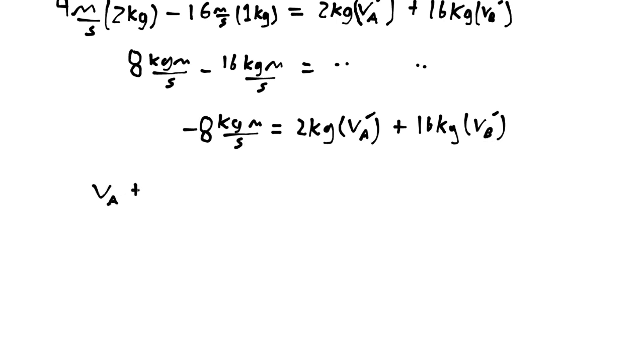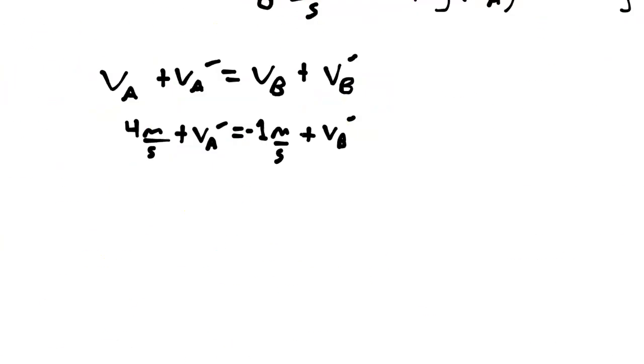VA plus VA prime equals VB plus VB prime. Okay. And then I'm going to fill it in with all the numbers we have, and I'll skip ahead to that. All right, so I've filled in the formula here, and then you're just going to rearrange it. You can either solve for velocity A prime or velocity B prime. It's up to you. I think I'm going to do velocity A prime.